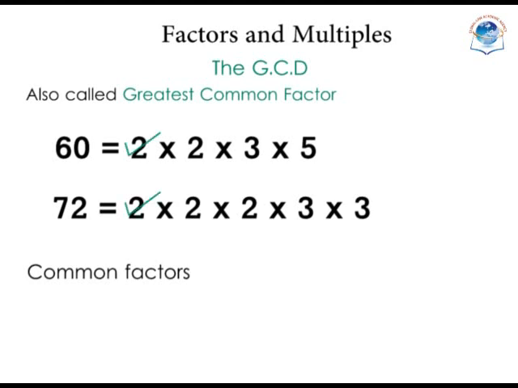2 is common here. Another 2 is also common. Lastly, 3 is common to both. 5 is not common, and so the common factors are 2 times 2 times 3, and that gives us 12. That is the GCD of 60 and 72.